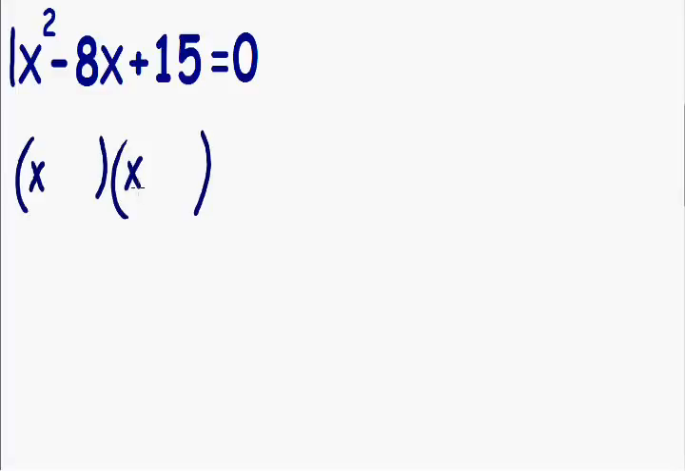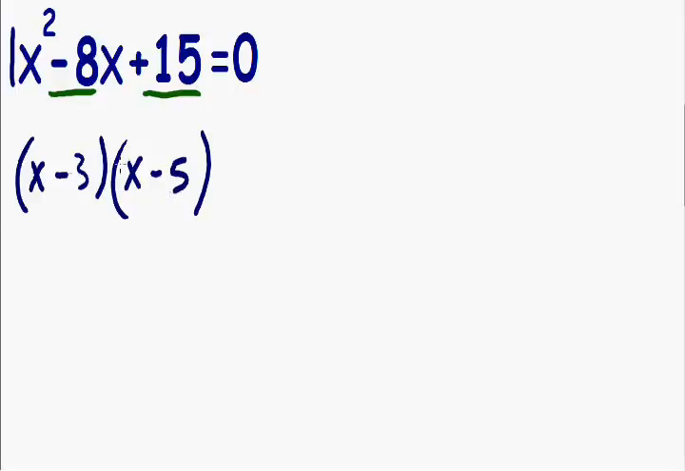And now we need to pick two numbers that multiply and give us a positive 15 that also add and give us a negative 8. So which numbers multiply to give us positive 15? We have 1 times 15 gives us positive 15. Negative 1 times negative 15 gives us a positive 15. Negative 3 times negative 5 gives us positive 15. And those are the two numbers that we need. We need negative 3 and negative 5.